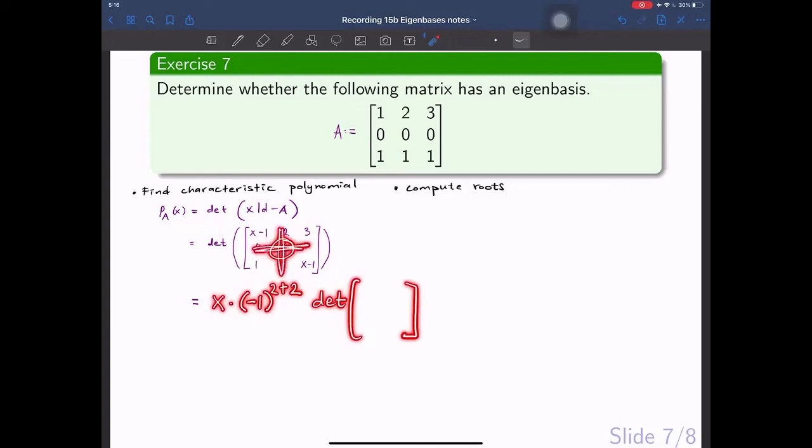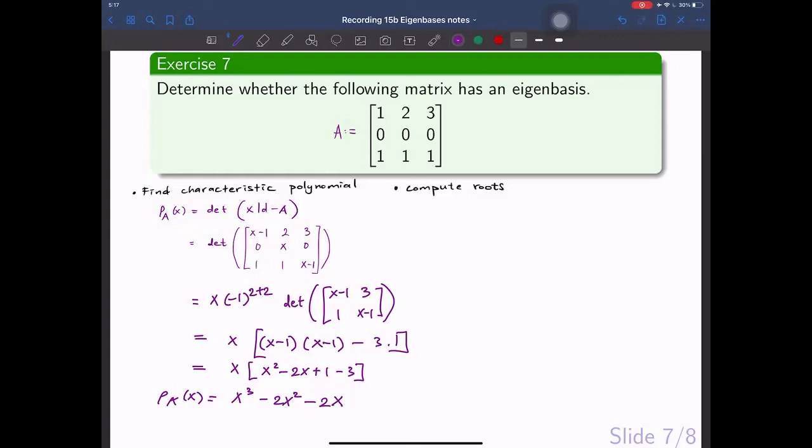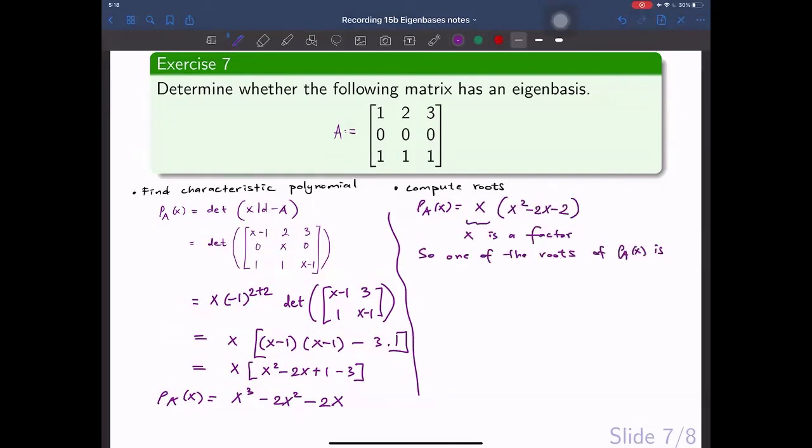So I erase these entries. So I get x times (x minus 1 times x minus 1 minus 3 times 1). So I get x cubed minus 2x squared minus 2x. And next, I will compute the roots of this polynomial. I notice that x is a factor of this polynomial. So one of the roots of the polynomial is 0. The other two roots are roots of this factor.